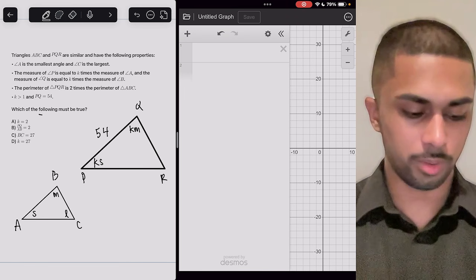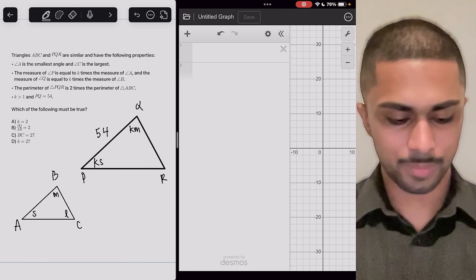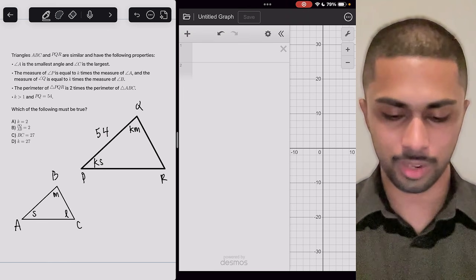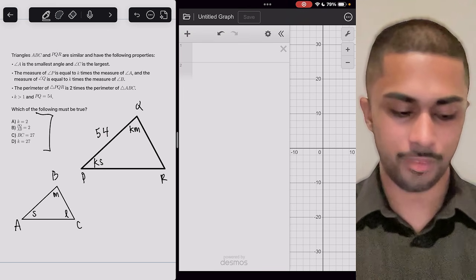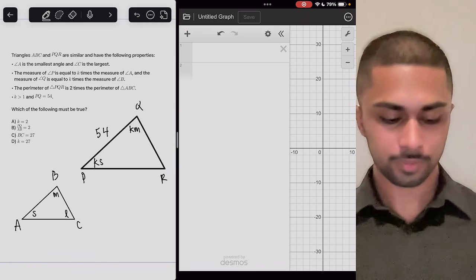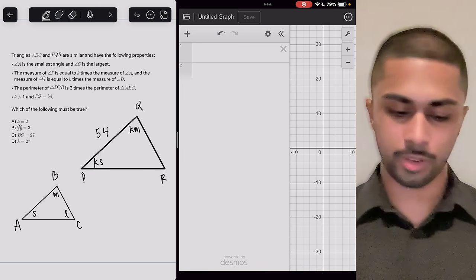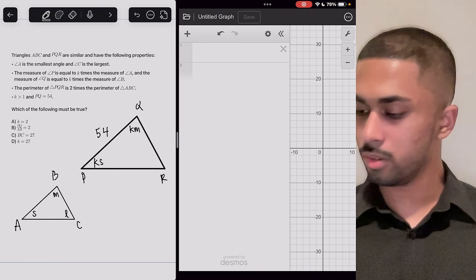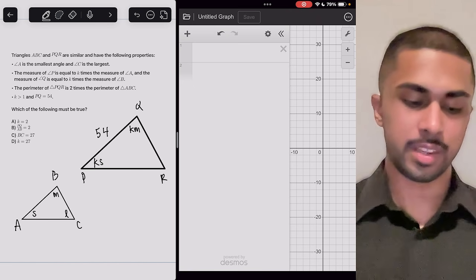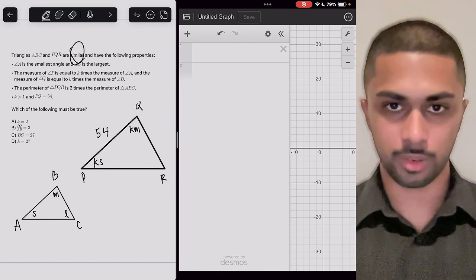Before we go through these answer choices, you should have read the answer choices already, but we really just need to figure out some more information before we have evidence for any one of these. What I would try to figure out is what's going on with the angles in PQR. Here's what we know. These 2 triangles are similar.